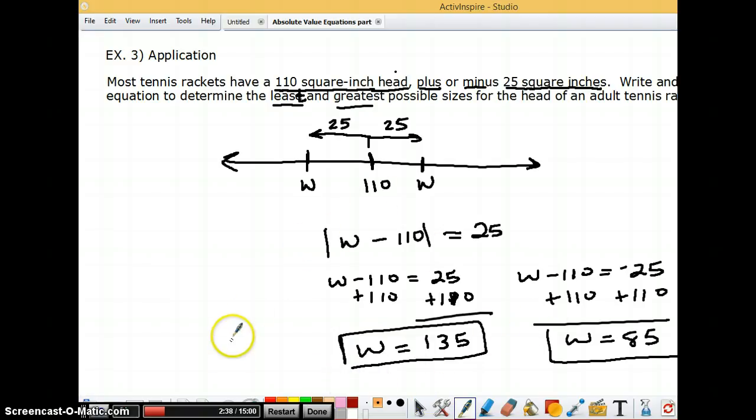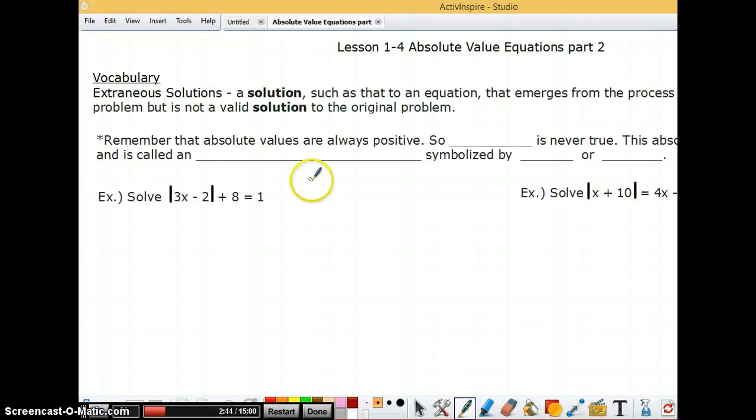Alright, we have some special types. So, vocabulary, extraneous solutions. A solution to an equation that emerges from the process of solving the problem, but is not a valid solution to the original problem. Basically, if I go through the correct process to solving an absolute value equation or any equation, but that solution that I get is not valid or not making it true, then that means that it is an extraneous solution and it is not actually a solution.